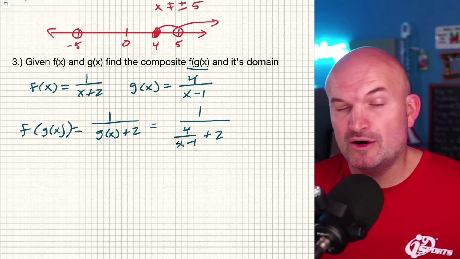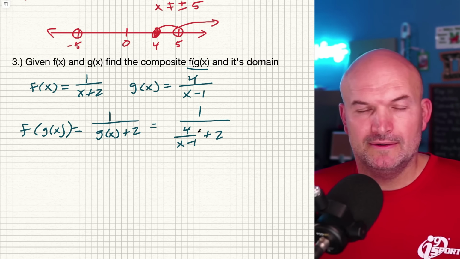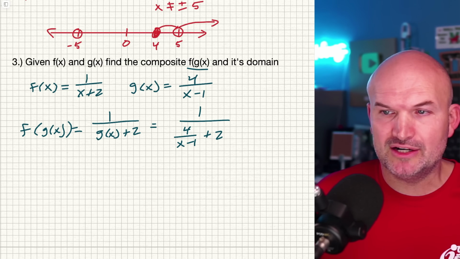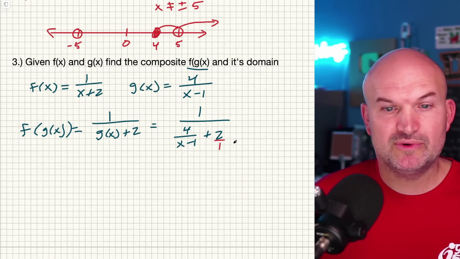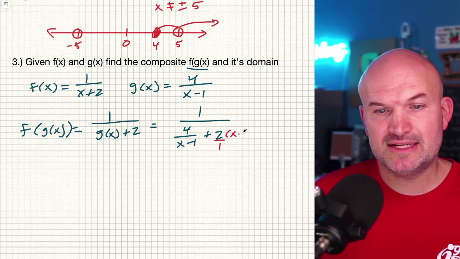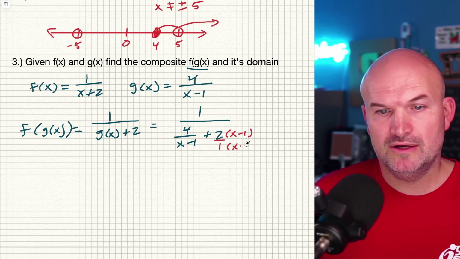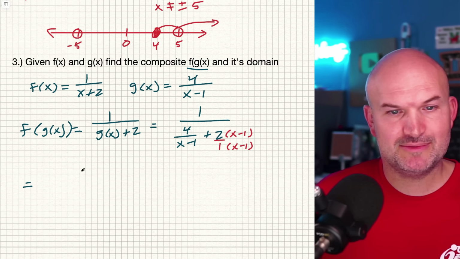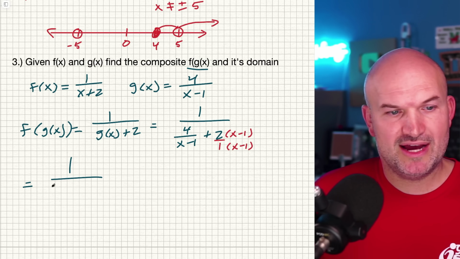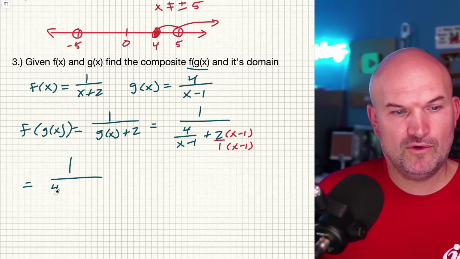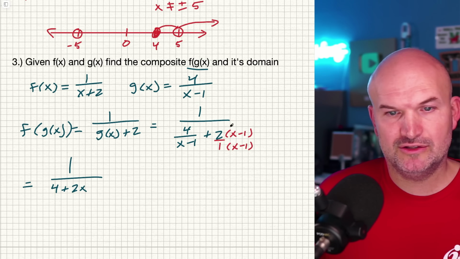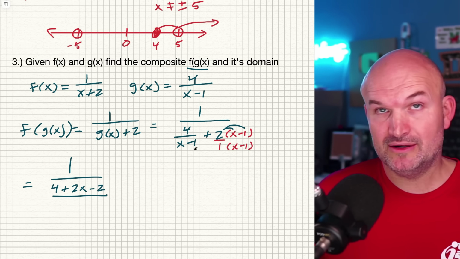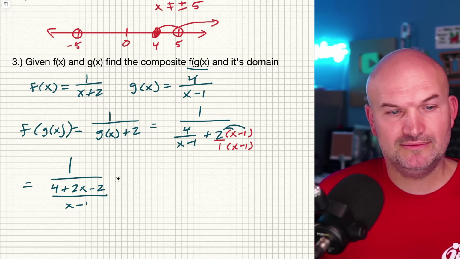Now, before we get to the domain, let's see, can we simplify this? Well, what we could do is combine our denominators here. We can rewrite that 2 as 2 over 1. Then we can get a common denominator by multiplying by x minus 1 over x minus 1. So I have 1 over 4 plus 2x, you can apply the distributive property, minus 2, all over our common denominator of x minus 1.